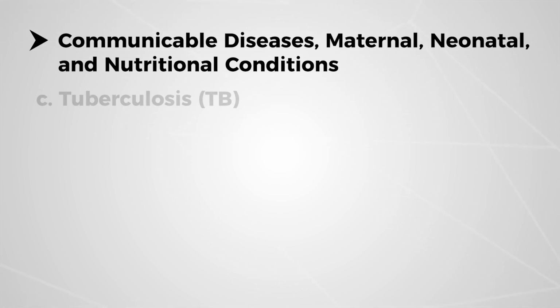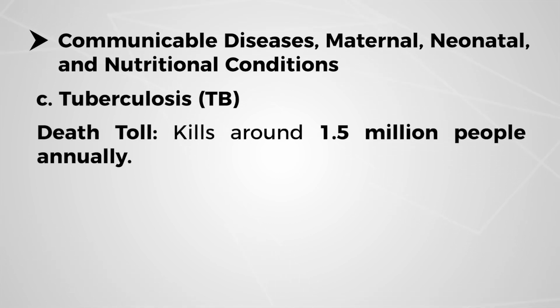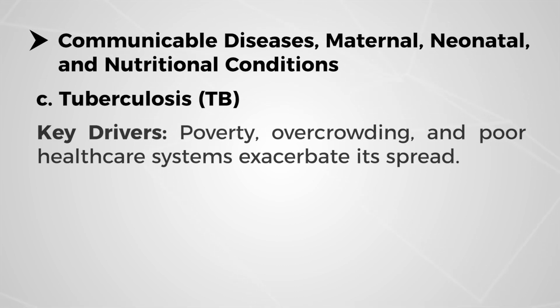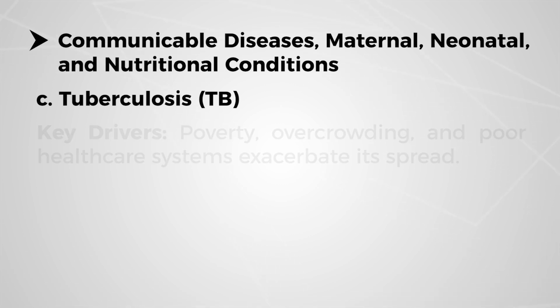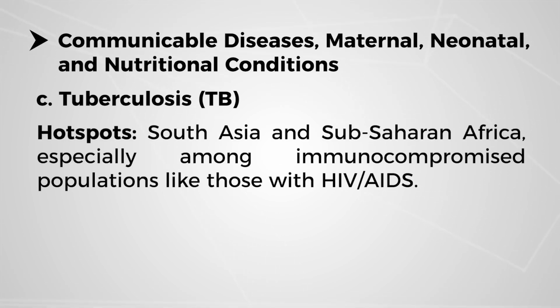Another disease, let us see, is tuberculosis. The death toll is around 1.5 million people annually. The key drivers are poverty, overcrowding and poor health systems, which exacerbate its spread. What are the hotspots? South Asia and sub-Saharan Africa, especially among immunocompromised populations like those with HIV and AIDS.